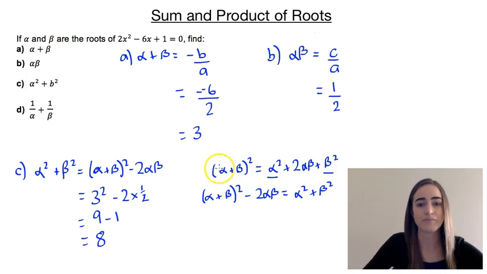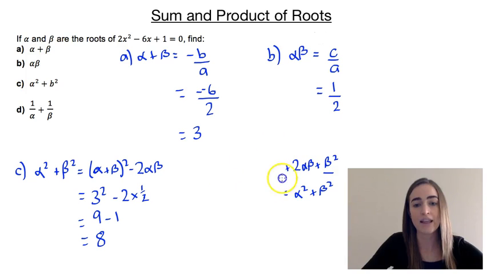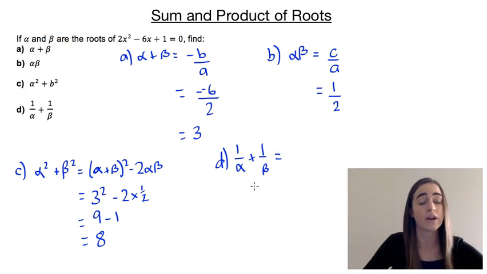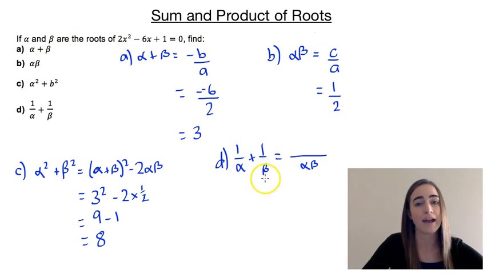Right, our last part, part D, asks us to find 1 over alpha plus 1 over beta. Now we don't know what alpha and beta are separately, because we haven't actually found what our roots are. But what we can do is make that into one fraction by giving it a common denominator. Our common denominator is going to be alpha beta, so we'd have to multiply top and bottom of the first fraction by beta, and top and bottom of the second fraction by alpha.